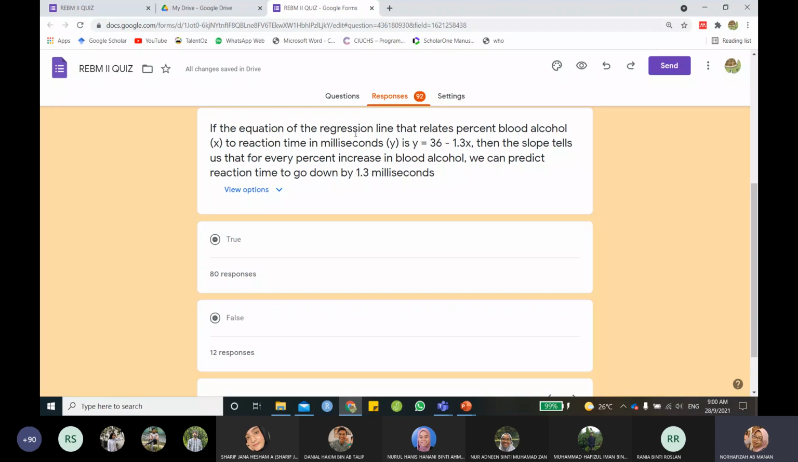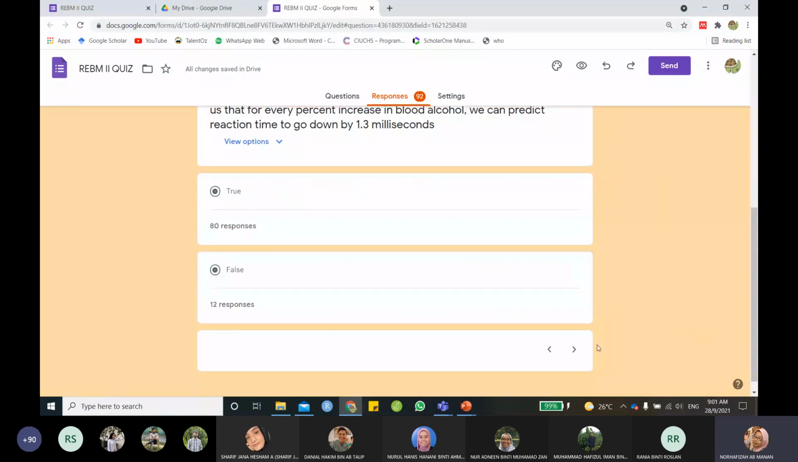If the equation of the regression line relates percent blood alcohol to reaction time, then the slope tells us that for every 1% increase in blood alcohol, we can predict the reaction time to go down by 1.3 milliseconds. This one is correct. The answer is true, because we can see it goes down, because of the negative 1.3. This is the slope, and this is the y-intercept. The majority of you answered correctly.